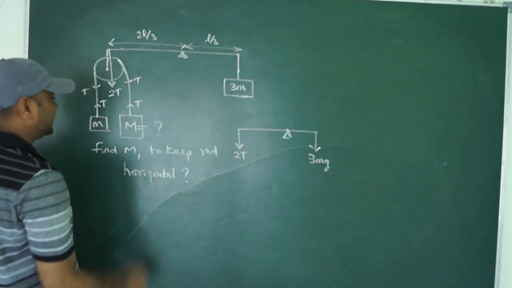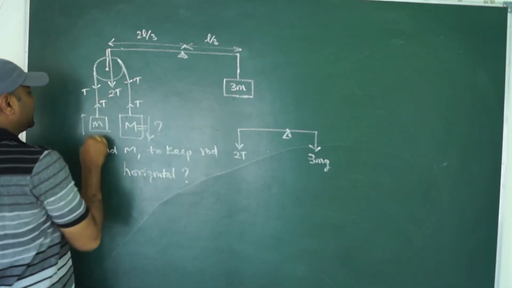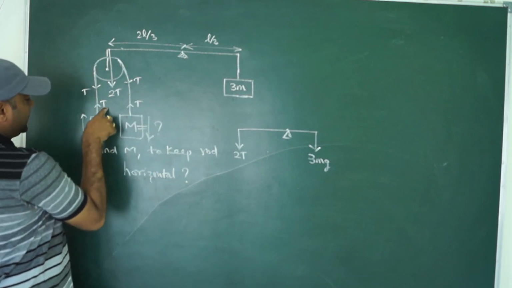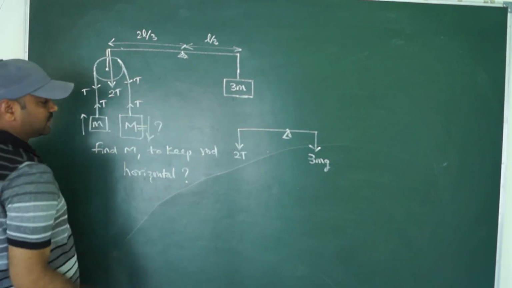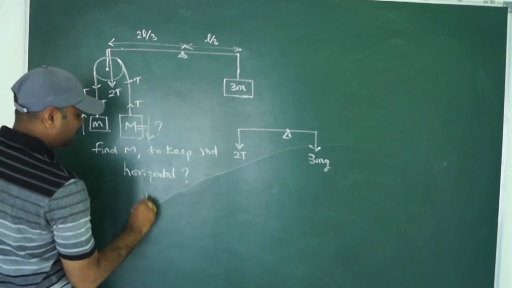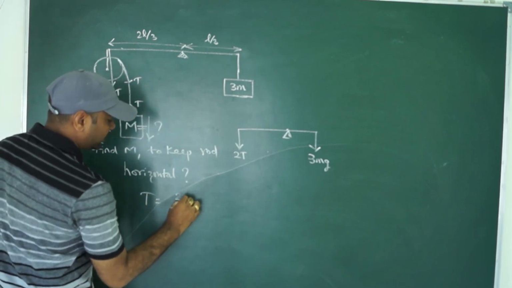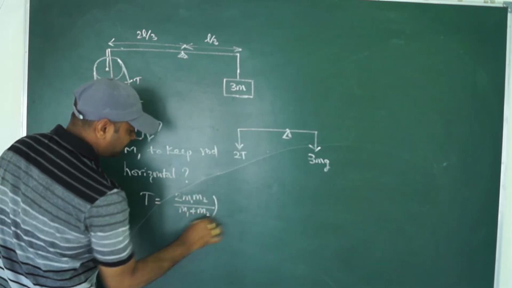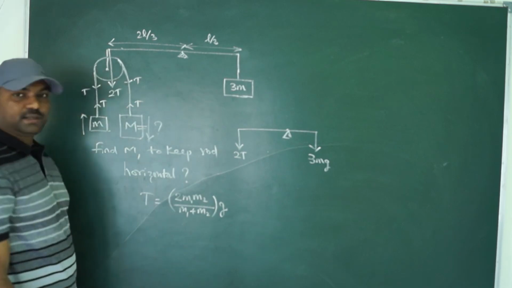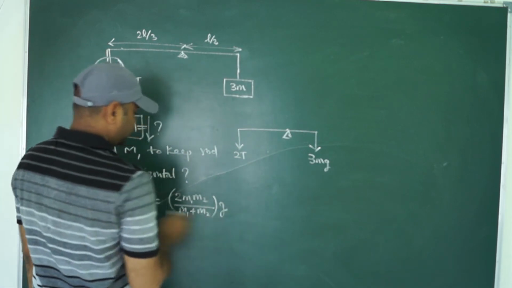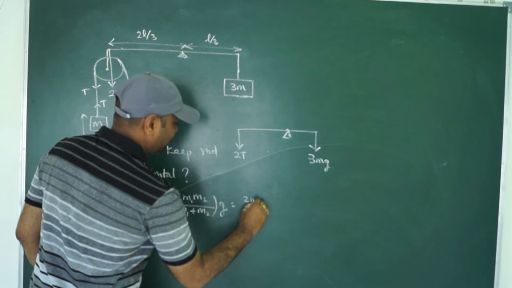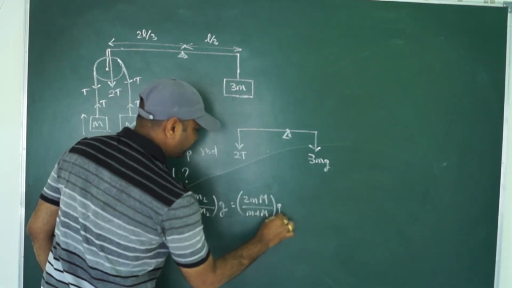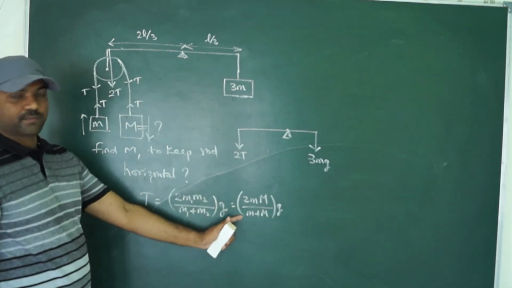Then how to find the T value? Suppose one is coming down and the other is going up. You can write the equations: mg minus T is equal to m into a, T minus mg is equal to m into a, by Newton's laws of motion. From all this, the tension value is 2 m1 m2 by (m1 plus m2) into g. So I can apply this tension value now: 2 small m into capital M by (small m plus capital M) into g. This is the tension acting in the string.